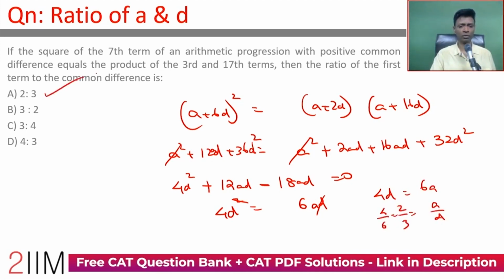We're told we're dealing with positive common difference. I'm just thinking about why that should have been the case. Where are we cancelling a d square somewhere? Cancelling only a d somewhere, and we're dealing with equal to. So the ratio should be 2:3.